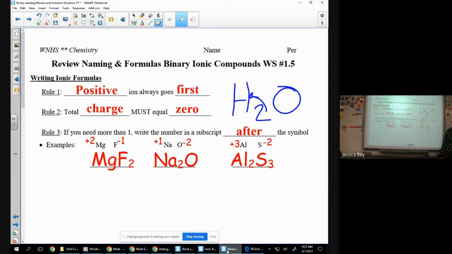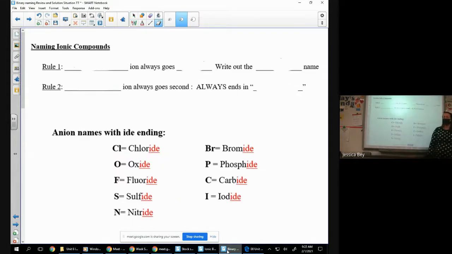Good stuff. Then you have to learn how to write the names like we did last week. Very easy rules again. Same thing. The positive ion goes first. And you write out the full name or the entire name. Sodium, potassium, hydrogen, strontium. You write out the whole first name.